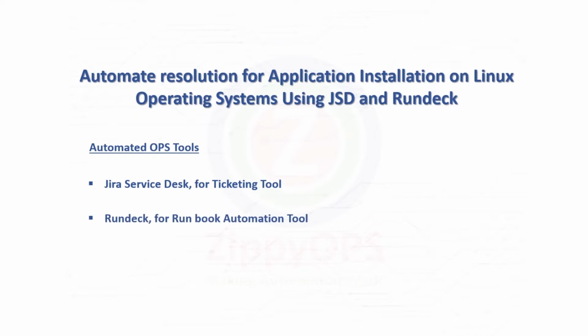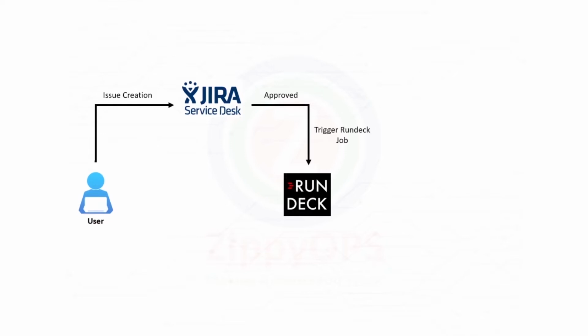Let's explore the workflow of application installation on Linux operating system using Jira and Rundeck stage by stage. In the first stage, a user creates an issue with required details for application installation on a Linux host machine using the Jira Service Desk ticketing tool. In the next stage, once the ticket gets approved by the manager, then the Rundeck job will be triggered to install the application on the Linux host machine. If the issue gets rejected, an alert mail is sent to the user.